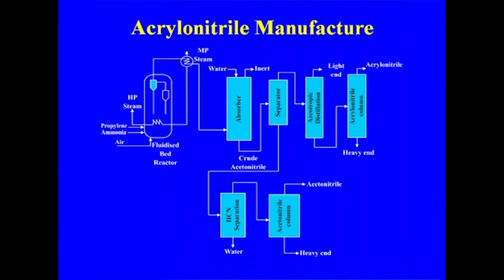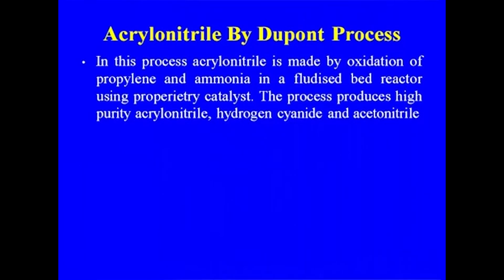So, in this process acetonitrile is also formed, and that is an important byproduct of the acrylonitrile, or now technologies are also there where the acetonitrile may be optional, as in case of the DuPont process. In the DuPont process, acrylonitrile is made by oxidation of propylene and ammonia in a fluidized bed reactor using proprietary catalyst. The process produces high purity acrylonitrile, hydrogen cyanide and acetonitrile. But here, as I told you, the acetonitrile may be optional also.